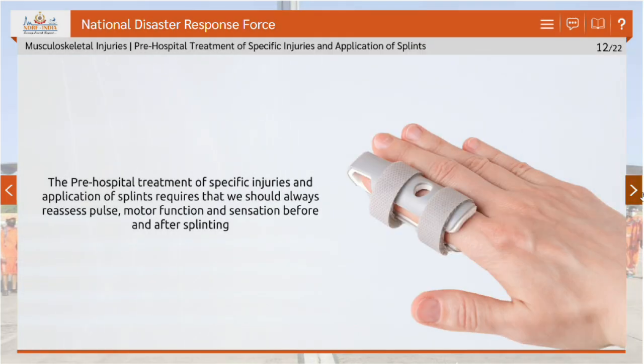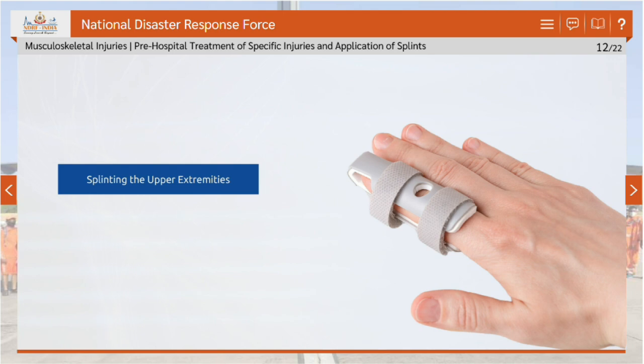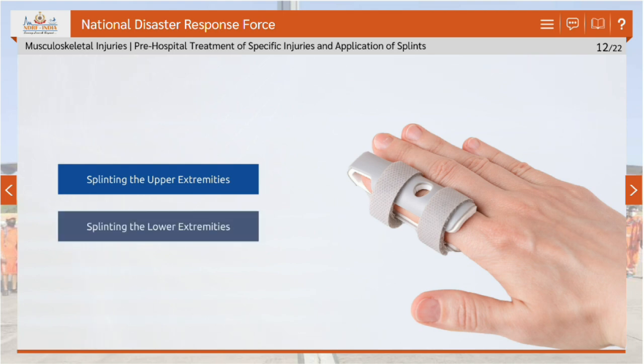The pre-hospital treatment of specific injuries and application of splints requires that we should always reassess pulse, motor function and sensation before and after splinting. Splinting is carried out in two ways: splinting the upper extremities and splinting the lower extremities. Let us know more about them in the coming slides.